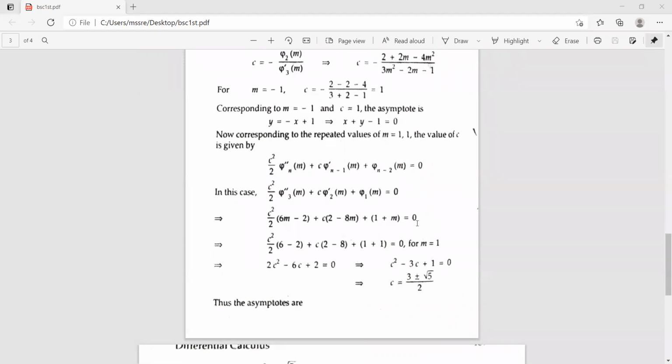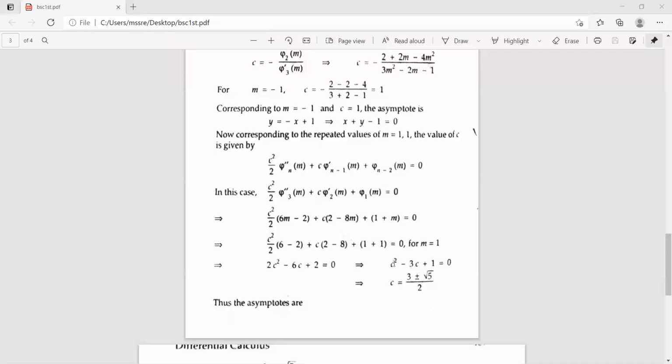For m equals 1, substitute m equals 1 in this equation. The root m is known, m equals 1, which repeats twice. Substituting m equals 1, we get 6 minus 2 plus c into 2 minus 8 plus 1 plus 1 equal to 0. This is for m equals 1. Simplifying by taking the LCM, you will get 2c square minus 6c plus 2 equal to 0. Taking 2 common, you will get c square minus 3c plus 1 equal to 0. It's a quadratic equation: c square minus 3c plus 1.